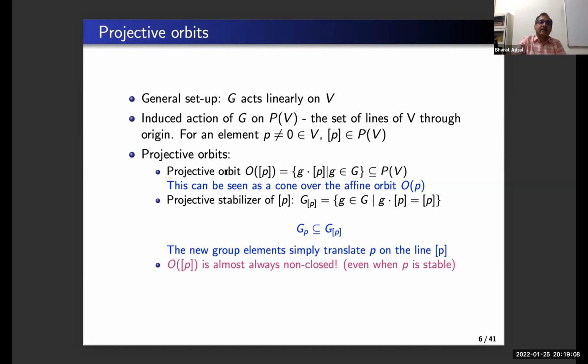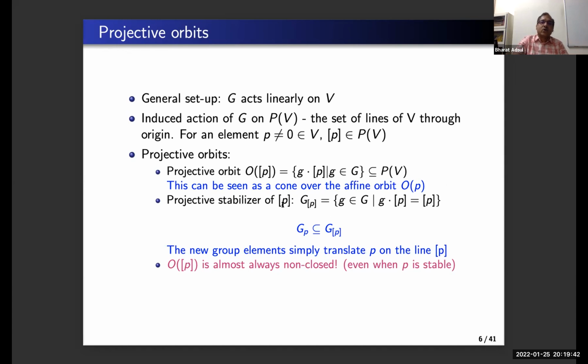So of course one can define the projective orbit, right? If I look at a projective point, I move this projective point in the projective space by the group elements, and I get its projective orbit. So one way to think of it is as a subset of the projective space. Another way to think of it is as a cone over the affine orbit of some representative on this line. So take a point P, look at its affine orbit, and take the cone over that affine orbit. That's another way of thinking about the projective orbit.